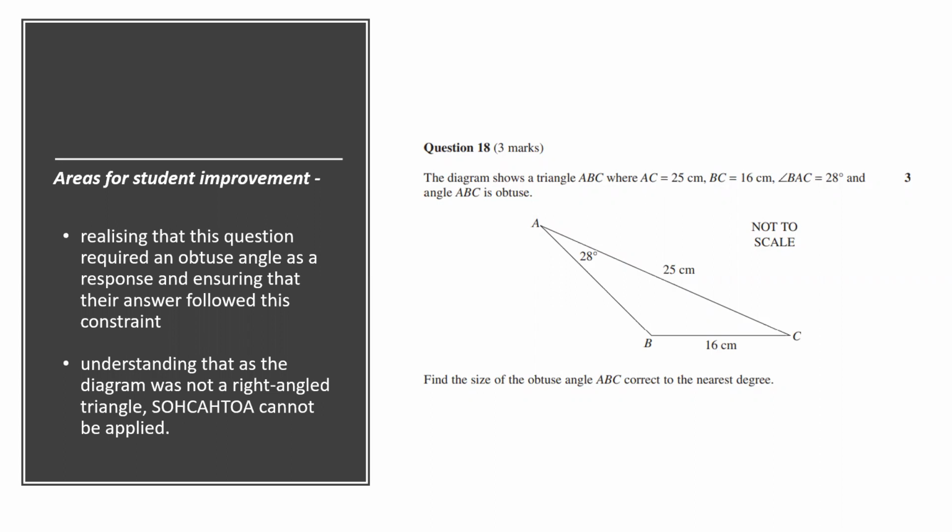Areas for improvement. The students who maybe weren't as successful as they could have been, some didn't realise that this question required an obtuse angle. Now, whether they didn't read the question to the last word in the first sentence, or whether they just didn't know how to do that, we're not sure about, but there's 2 bits of advice. Make sure you read the question to the end. And secondly, a few students tried to do it using SOHCAHTOA, not realizing that this was not a right angled triangle. And again, use your reference sheet when it's given to you.